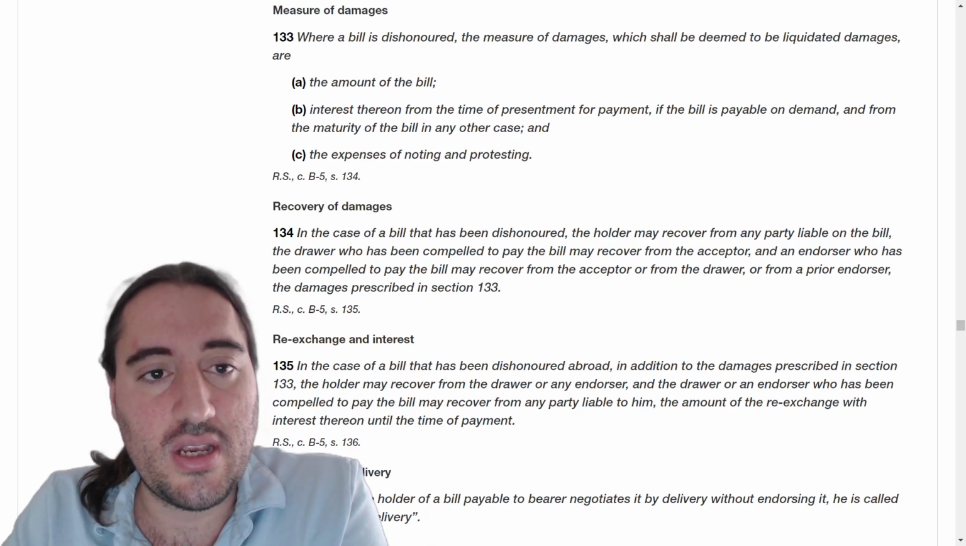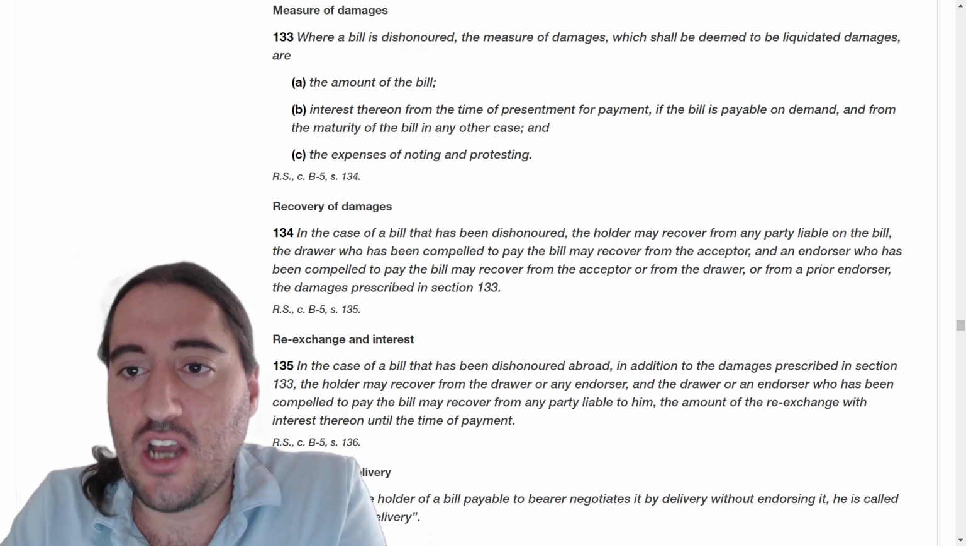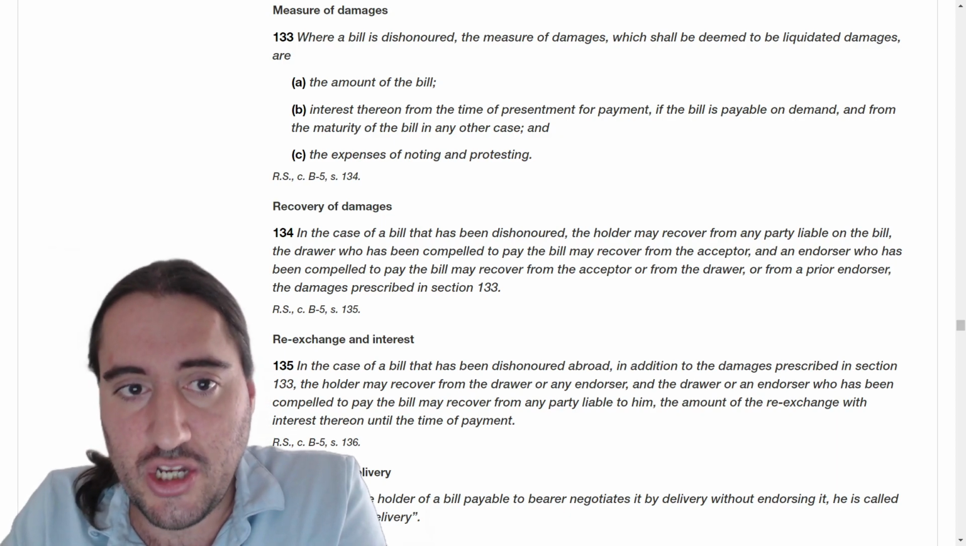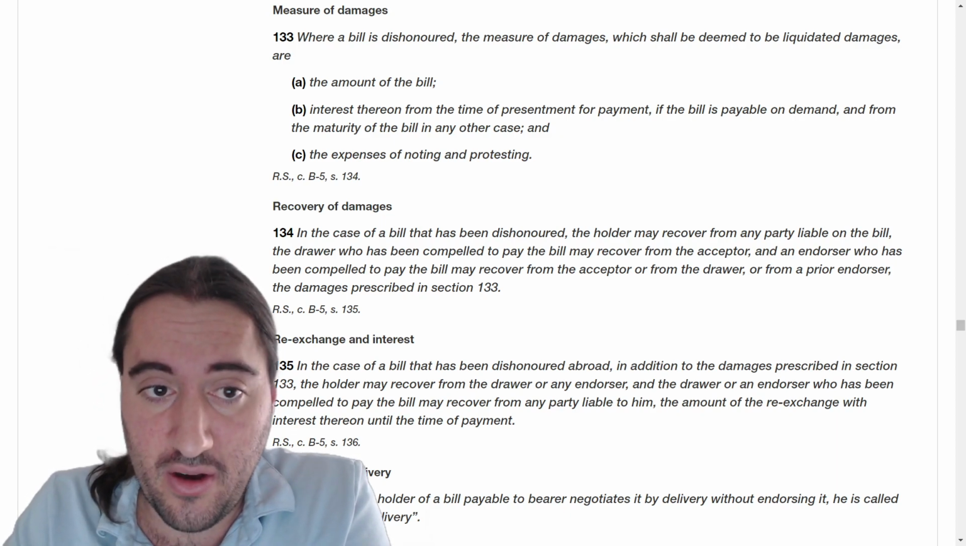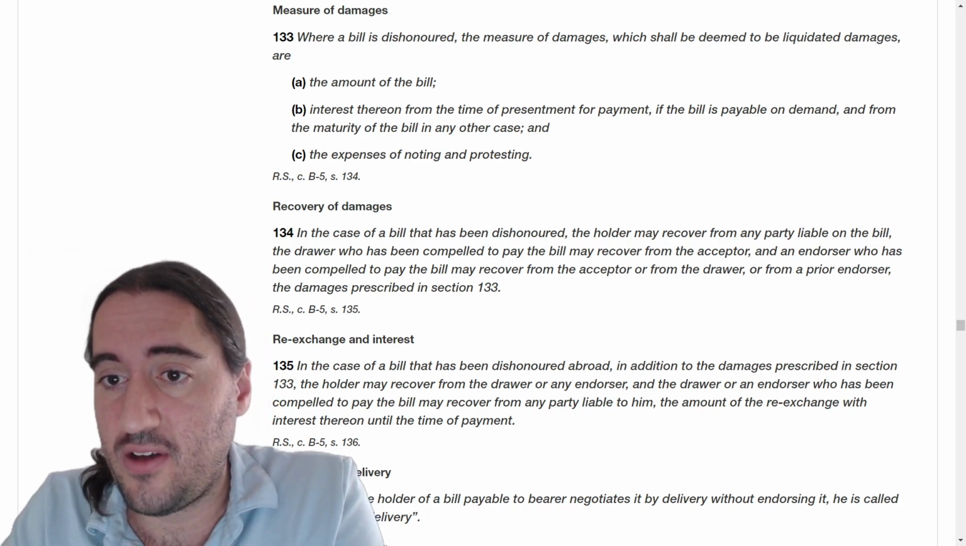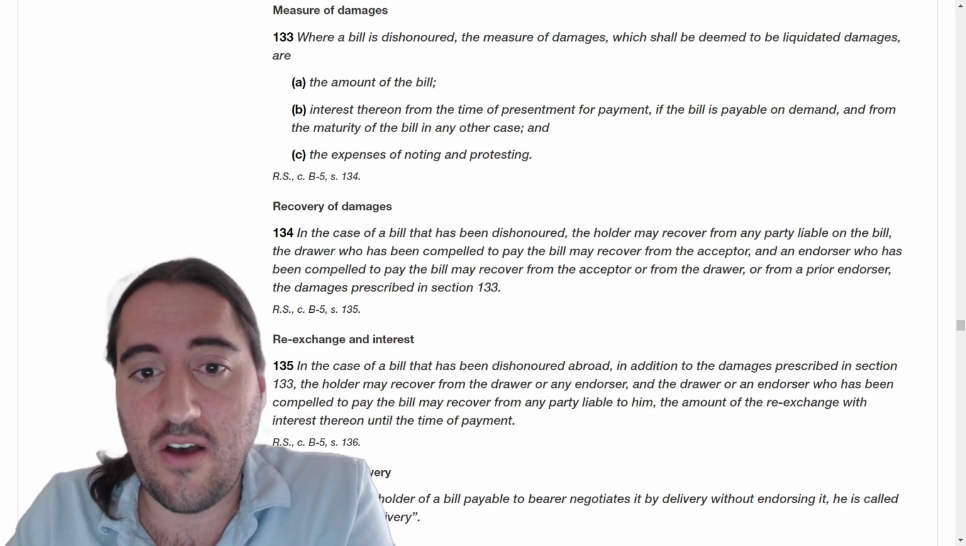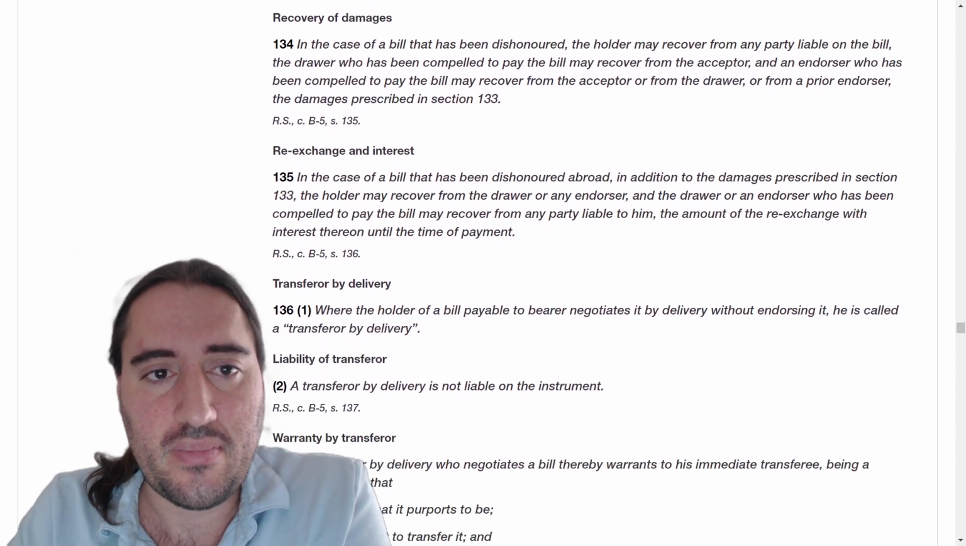Measure of damages. Where a bill is dishonored, the measure of damages, which shall be deemed to be liquidated damages, are A. the amount of the bill, B. interest thereon from time of presentment for payment if the bill is payable on demand, and from the maturity of the bill in any other case, and C. the expenses of noting and protesting.